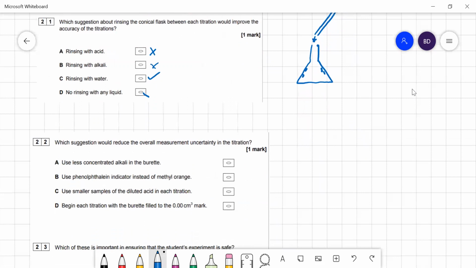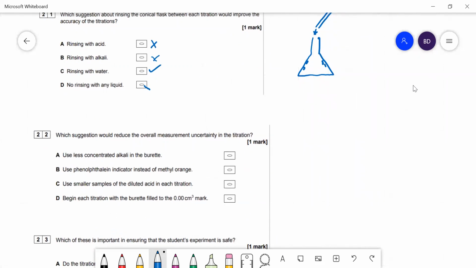Which suggestion would reduce the overall measurement uncertainty? Use less concentrated alkali in the burette. That would, less concentrated, you'd have a greater volume for your titers, and percentage error or uncertainty is equal to the accuracy of the burette, which is usually 0.15, over the titer times 100. So the bigger the titer, the smaller the percentage error. So you want to use less. That's good. Let's just check the other ones.